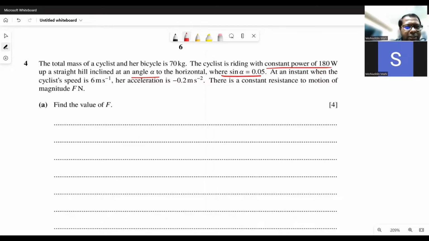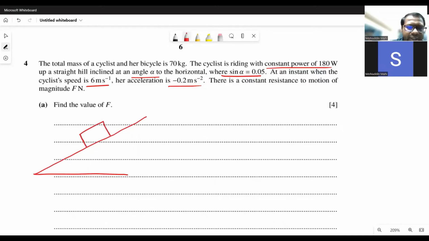At an instant when the cyclist's speed is 6 meters per second, her acceleration is minus 0.2 meter per second squared. There is a constant resistance to motion of magnitude F Newton. So we have to find out the value of F. At first, let's draw a figure to understand the scenario here.